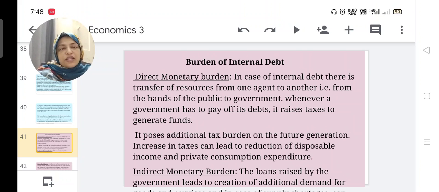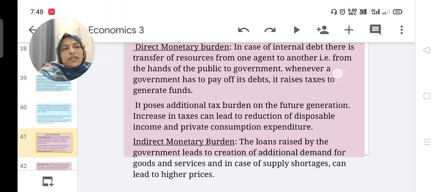Then indirect monetary burden also for internal debt. The loans raised by the government lead to creation of additional demand for goods and services, and in case of supply shortage can lead to higher prices.